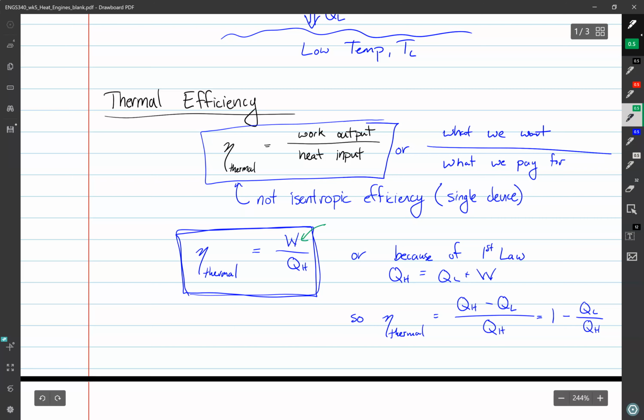I'll just make a comment. This is the net work output. So it's the total amount of work that we're getting out of the system, factoring in all of the work that we're getting out, and then we would be subtracting all of the work that we would have to put in if there's any.